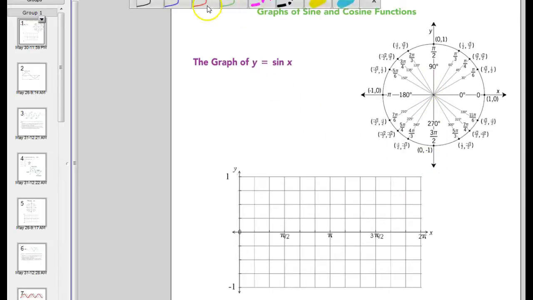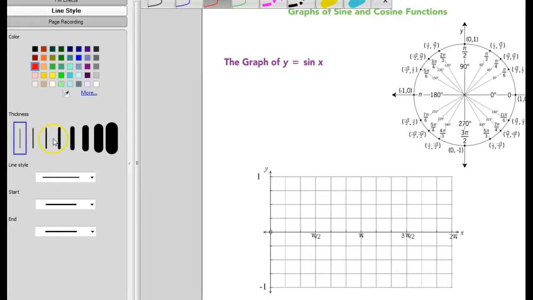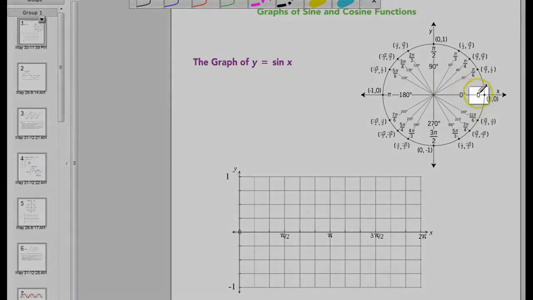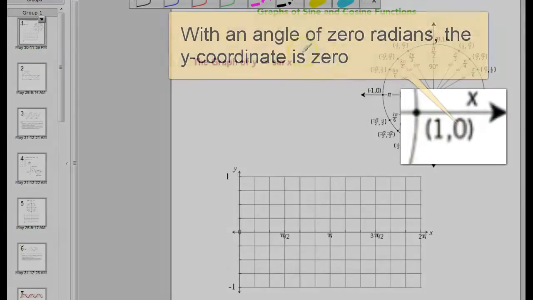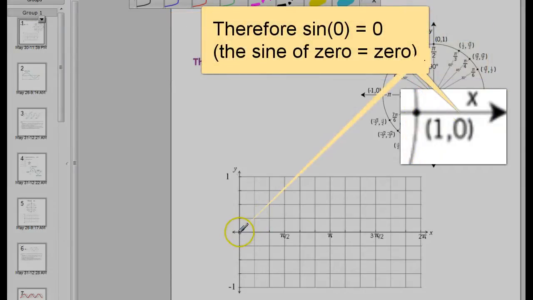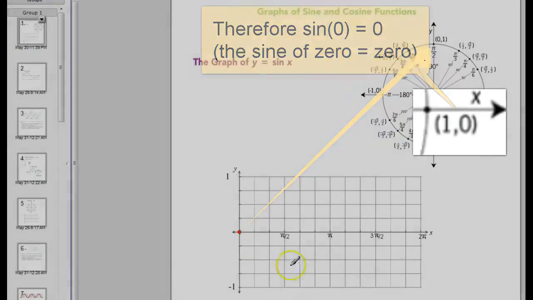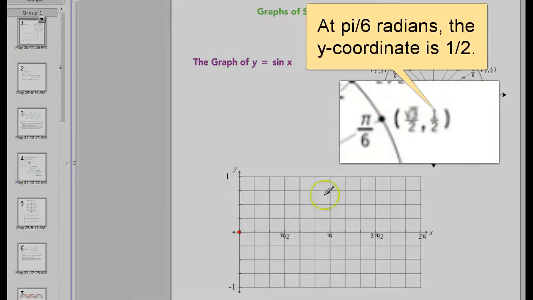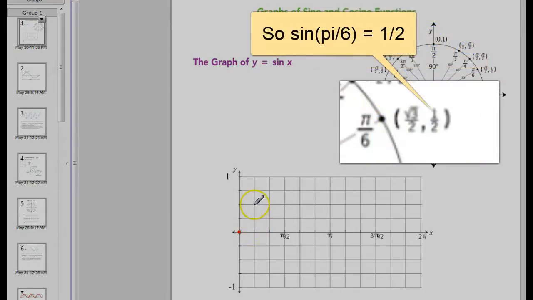Alright, so I'm going to start off, let me get a thicker marker to make my points. I'm going to start off at an angle of 0 radians. This is sine. The sine is the y coordinate of 0. So 0 radians produces 0 for sine. Alright, and then pi over 6, notice here's pi, and there's 1, 2, 3, 4, 5, 6 to get there. So this is pi over 6 right here. So at pi over 6, I've got 1/2.